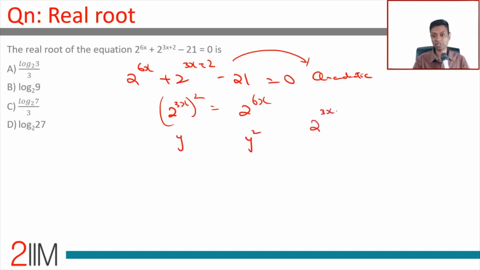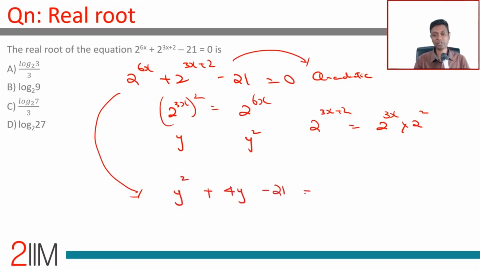What is 2 power 3x plus 2? That's nothing but 2 power 3x into 2 square. Or this equation becomes y square plus 4y minus 21 equal to 0. Once you crack this, we're pretty much through. 2 square is 4. So this is y square plus 4y minus 21 equal to 0. This is nothing but y plus 7 into y minus 3 equal to 0.